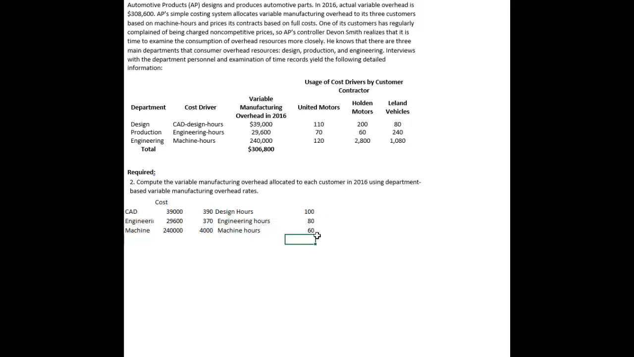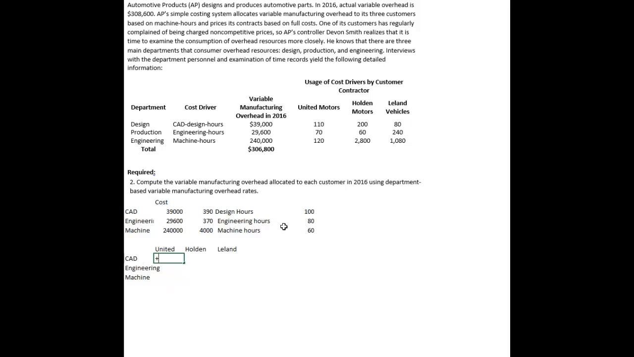So that's the rate at which I'm going to apply to each of these three activities or cost drivers. I'm going to lay this out like this. I've got CAD, engineering, and machining, and I've got three different customers: United, Holden, and Leland. I could lay it out a little more detailed, but I'm just going to tell you how to do it.